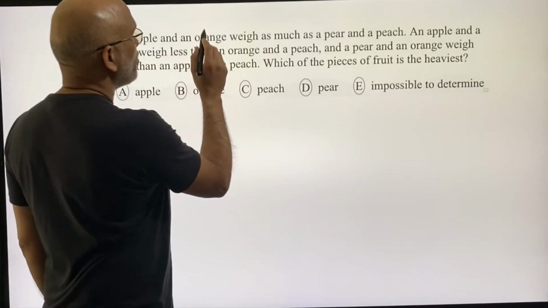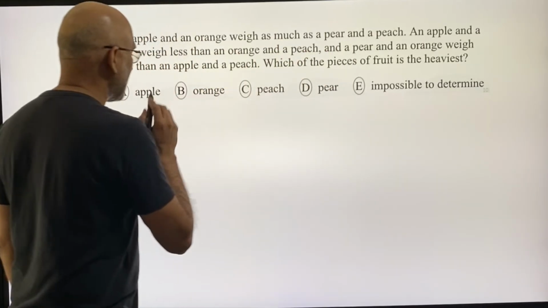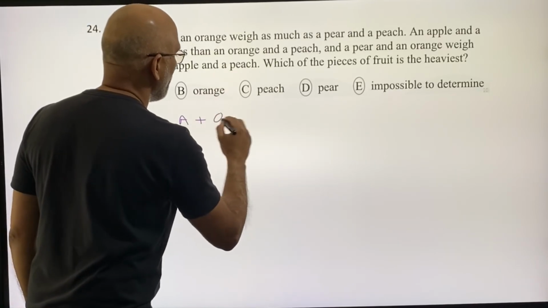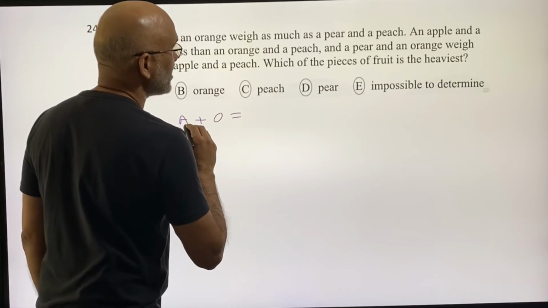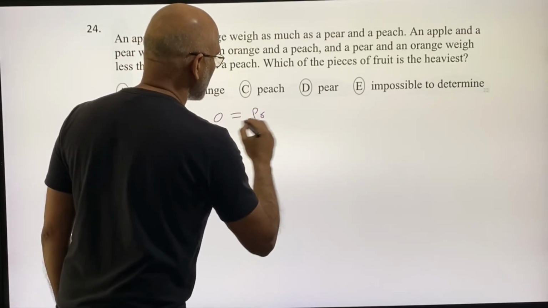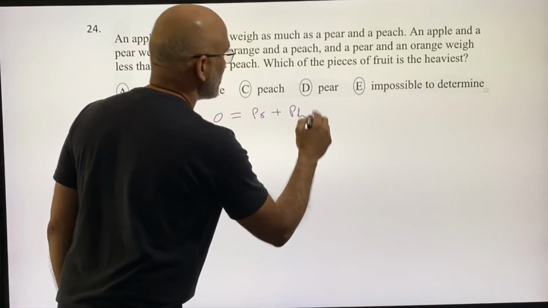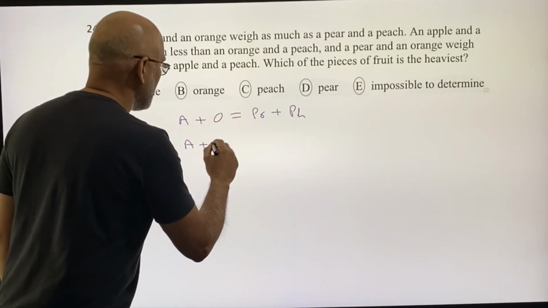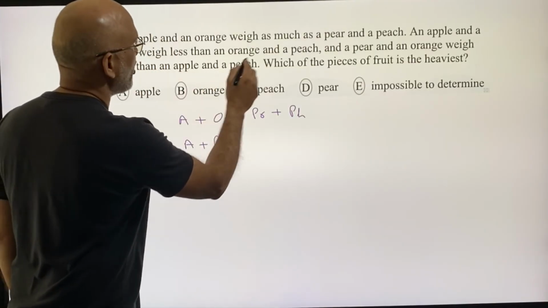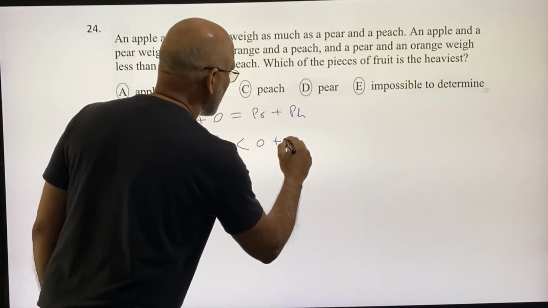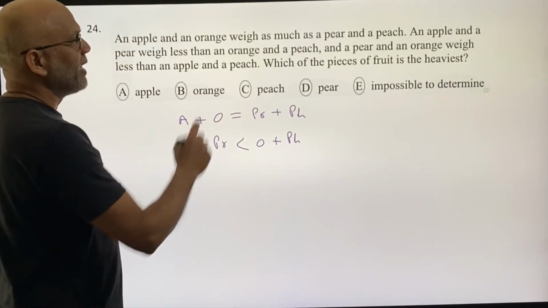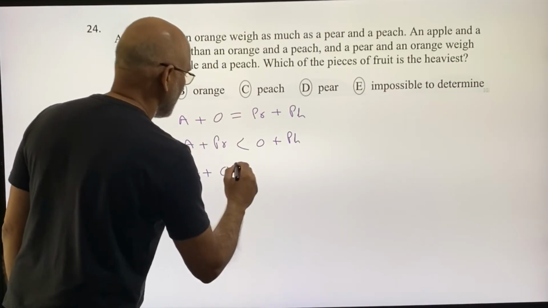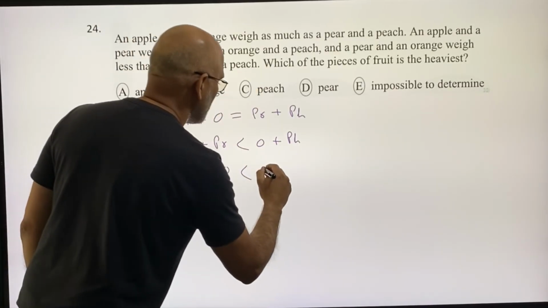An apple and orange weigh as much as pear and peach. Okay, let me write it down. A for apple plus O for orange weigh as much as pear, I write it as PR, plus PH as peach. And apple and pear, apple plus pear, is less than orange and peach, less than orange plus peach. Okay, and a pear and orange less than apple and peach.